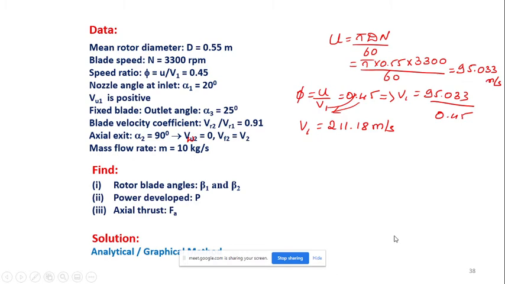Okay. So let me start with the graphical method here. How to start the graphical method? We know that u is how much here? What was the u value? 95.033. Okay. So let me take the scale first here. And what was the v1 value? 211.18.